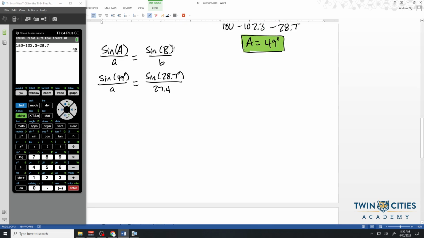All right, same thing here. I'm solving for A, that's my only unknown. Let's cross multiply, and I will get A times the sine of 28.7 degrees is equal to 27.4 times the sine of 49 degrees.